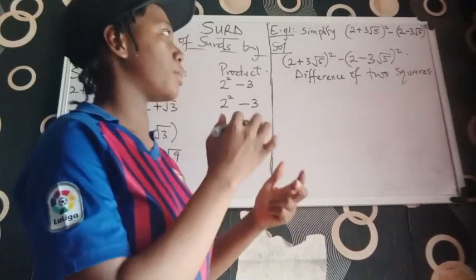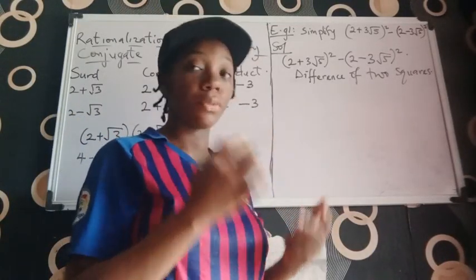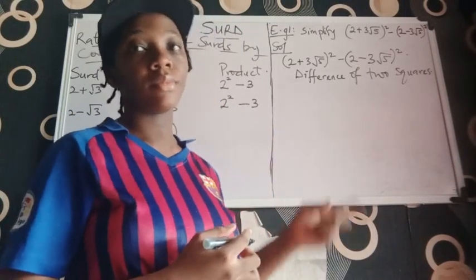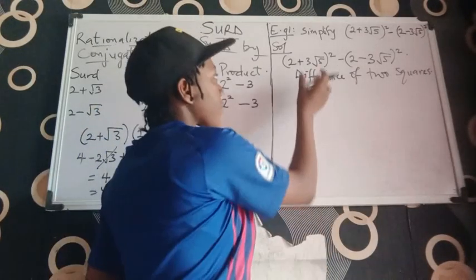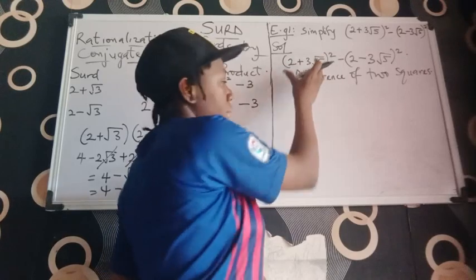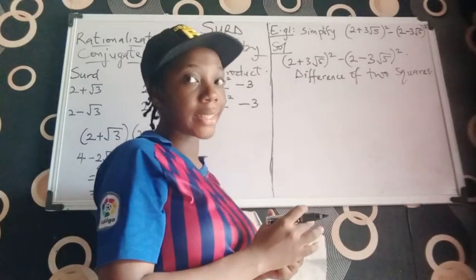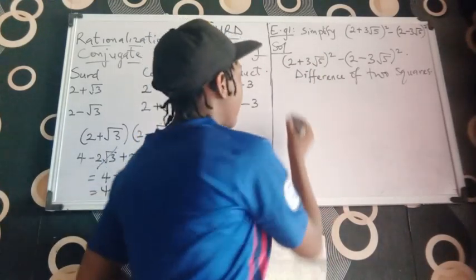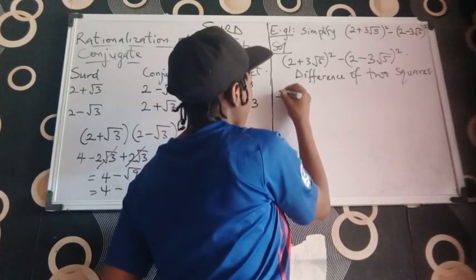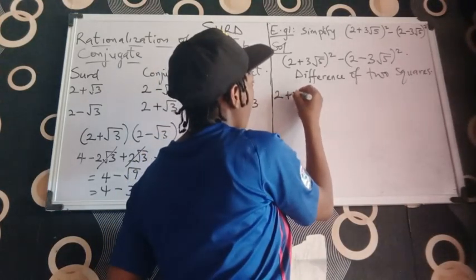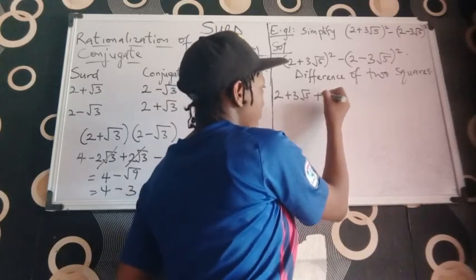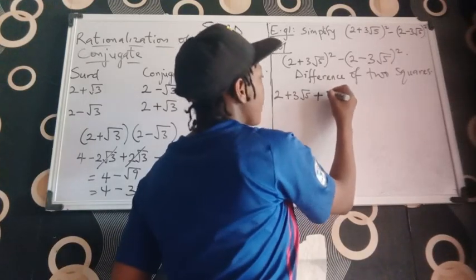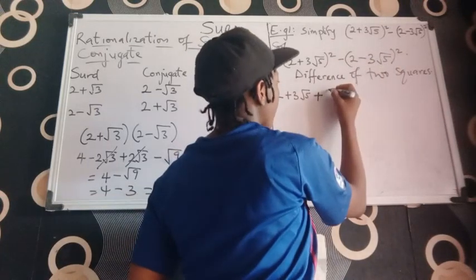Applying the formula, the rule in difference of two squares, what you do, you say, you pick one of this family. Yes, this is a family. You pick one of them. You pick a sign. You can start with plus. And then you take another part of this family.